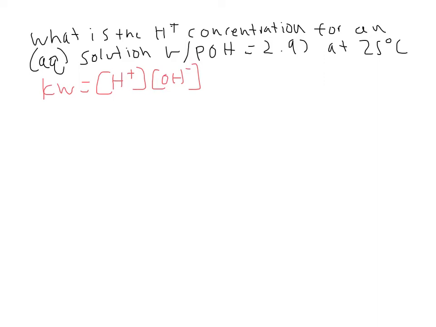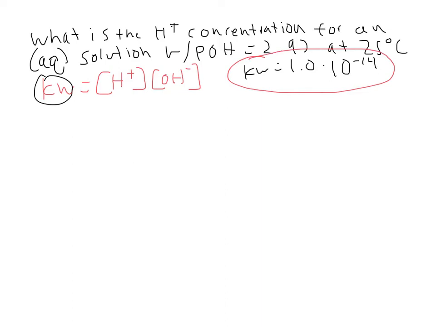Alright, so this is an equilibrium as we can see here, and hopefully by now we all know how to solve equilibriums. And since at 25 degrees, the problem states that KW has a value of 1.0 times 10 to the minus 14. So that's what KW is. So what are we solving for? Right there it says the H plus concentration. Alright, so it might look like we have two unknowns, but we don't.